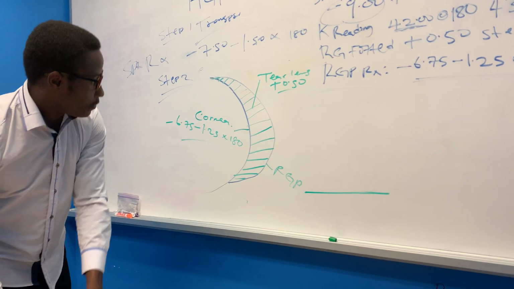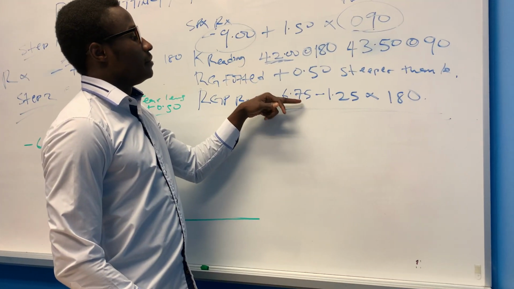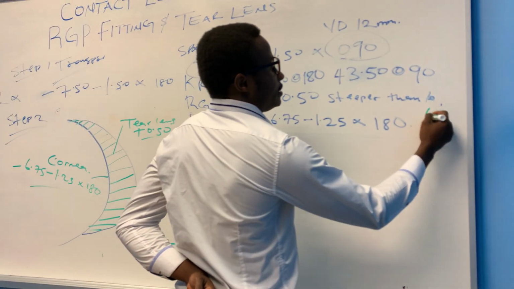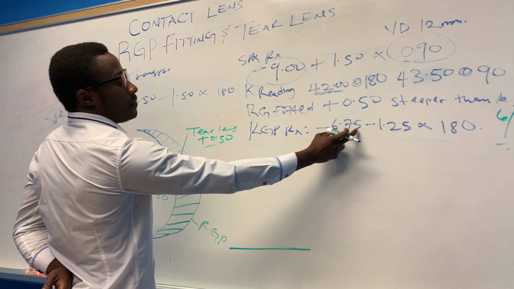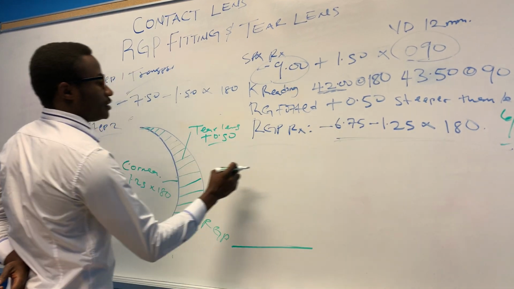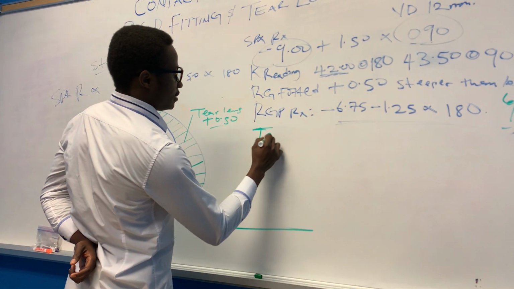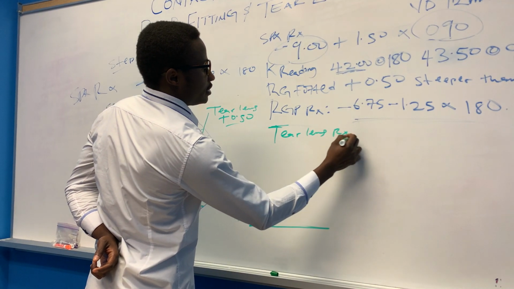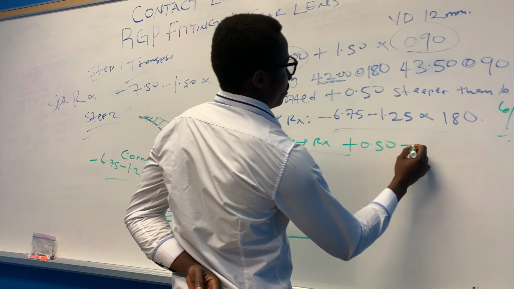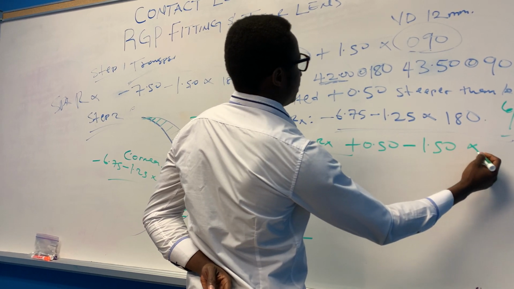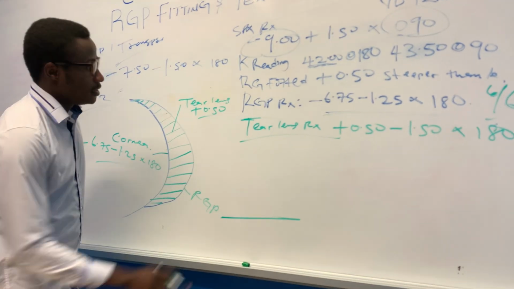Now let's take a quick look here. If this Rx here is going to bring this patient to the VA of 6/6, and I fit an RGP of minus 6 point... Yeah, before that we have what we call our tear lens Rx, which is going to be plus 0.50 minus 1.50 at 180. I'm going to explain this in a bit.